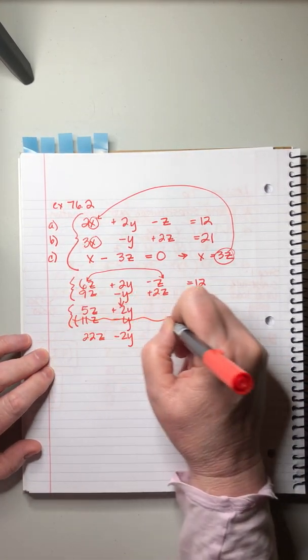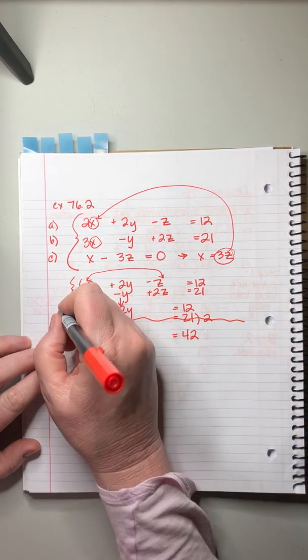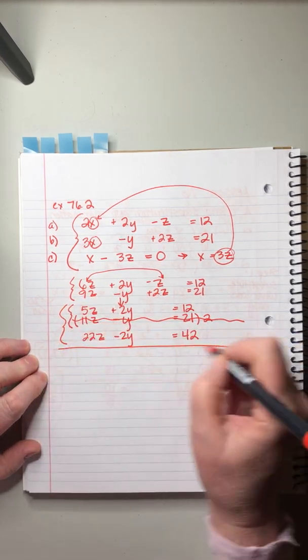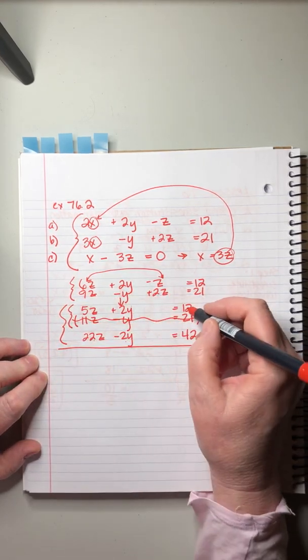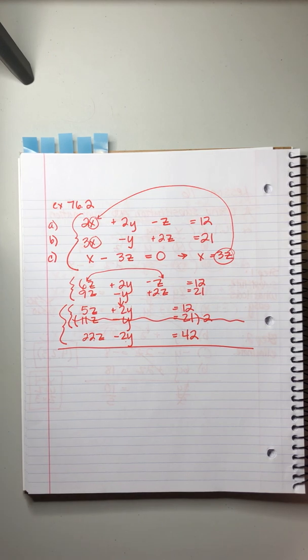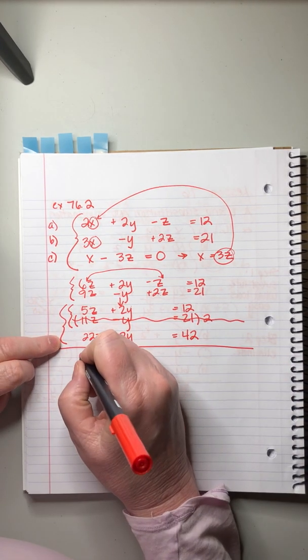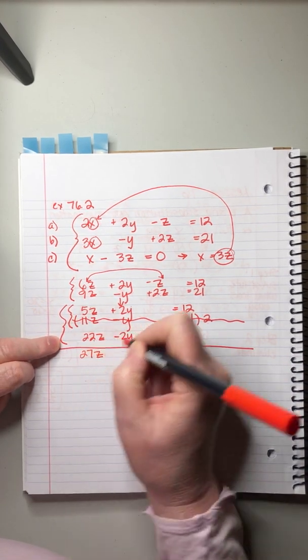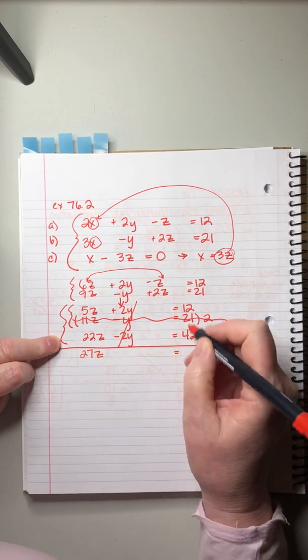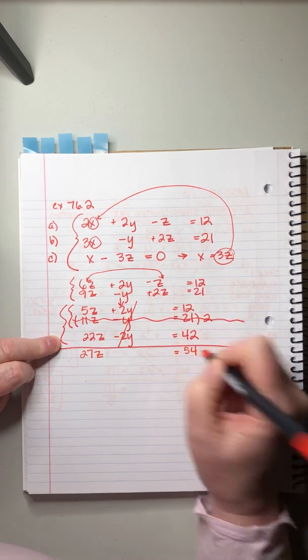And now I'm going to squiggle that middle line out because it's been replaced. And now I'm adding together top and bottom. I don't want to keep rewriting these infinitely. I try to be strategic, and I encourage you to do the same so that your work isn't driving you nuts. Okay, 27z, the y's cancel, equals 54.